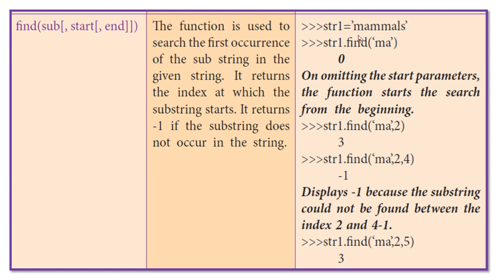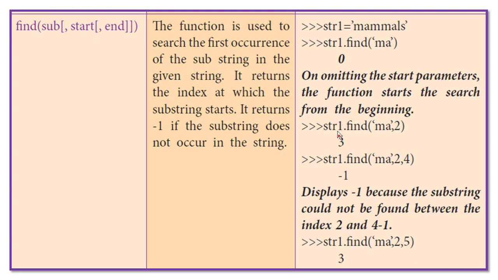For example, str1 equal to mummels, str1 dot find of ma. The first ma is starting here at the index position 0, so it returns the value 0. Second one, at the position 0, 1, 2, 3, the second ma is starting at index position 3. On omitting the start parameters, the function starts the search from the beginning. Here the start and end parameters are not given, so it starts at first.